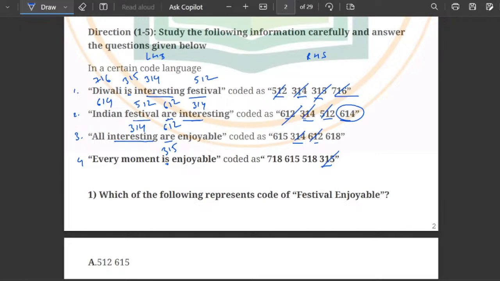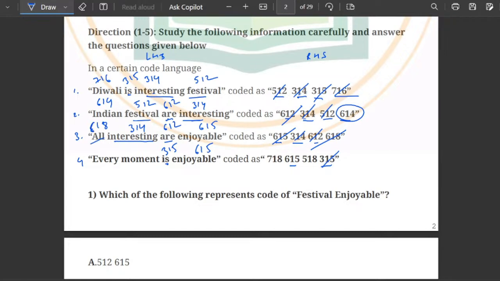Now first and second are completely done. We'll come to third and fourth: all are enjoyable, every moment is enjoyable. So enjoyable is common in third and fourth. On the right hand side, 615 is common in third and fourth. So enjoyable will be 615. What is left on the right hand side in the third statement? 618. And on the left hand side, what is left is "all". So 618 is for all.